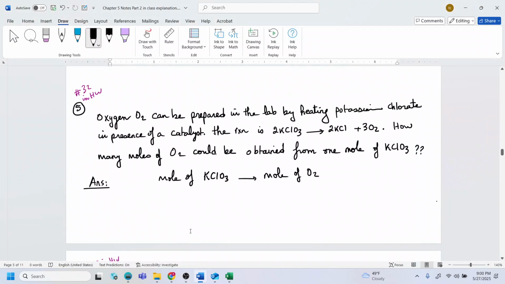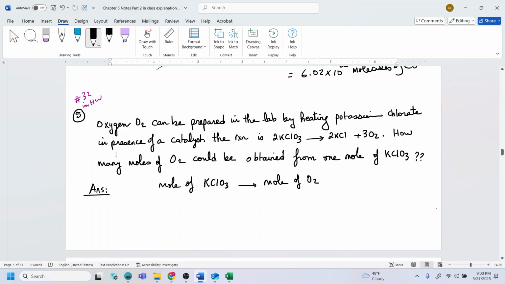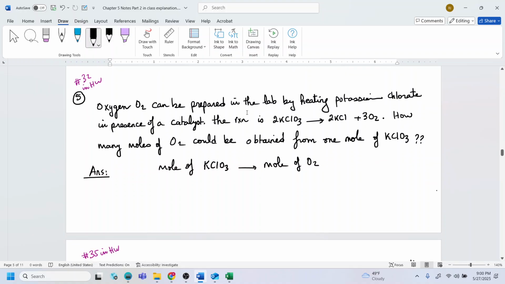Another example, this is similar to number 32 in your homework. So oxygen can be prepared in the lab by heating potassium chlorate. So I'm starting with 2 moles of potassium chlorate and I'm heating this. This is a decomposition reaction, okay? So you start with one substance and it decomposes into 2 substances in there. So potassium chlorate decomposes into potassium chloride and oxygen.